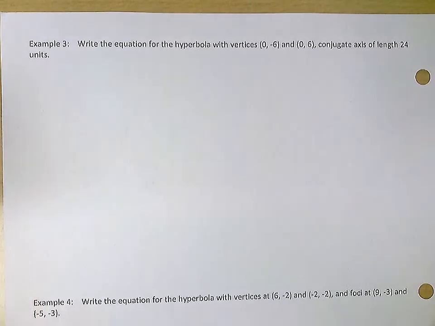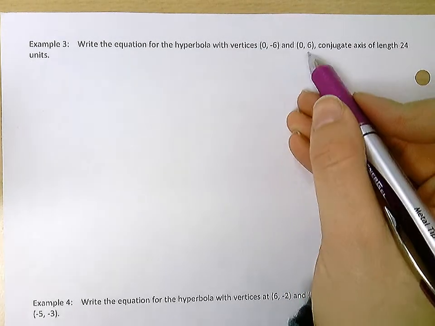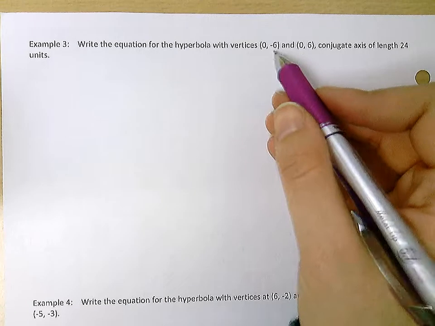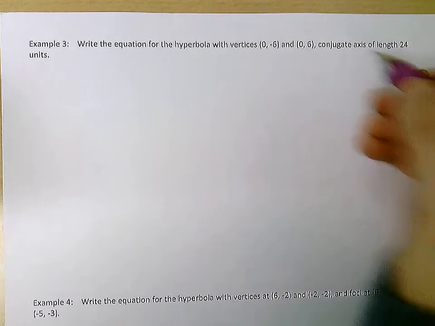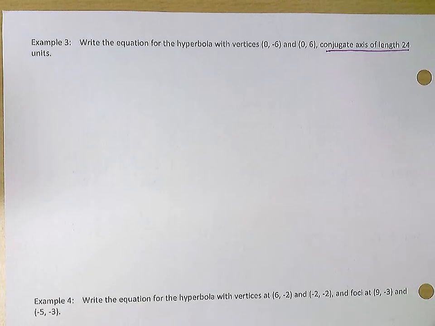So all of these examples are a little bit different, and I want to show you each of them. So example 3, we want to write an equation for a hyperbola. Again, we're given our vertices. Since we're given our vertices, we can find a with that, and we can find our center. Now we're also given the conjugate axis for a length of 24 units. Now the conjugate axis is equal to 2b, so that'll help us find b.